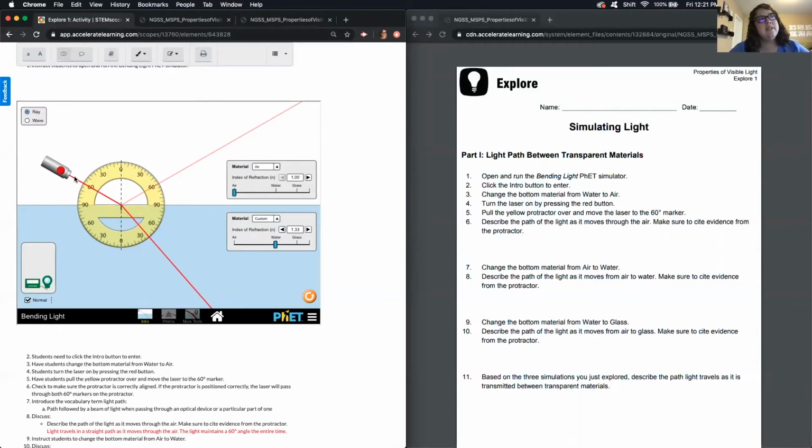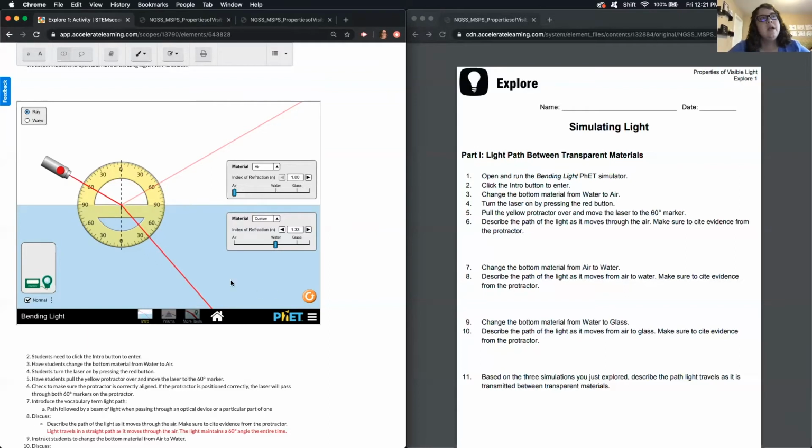We still have a 60-degree angle as the input, but now I want you to describe the path of the light as it moves from air to water. Again, make sure to cite that evidence from the protractor. Very good. At this point, I would hope you would see that it doesn't go straight anymore. Now the angle bends, specifically at a 40-degree angle, looks like.